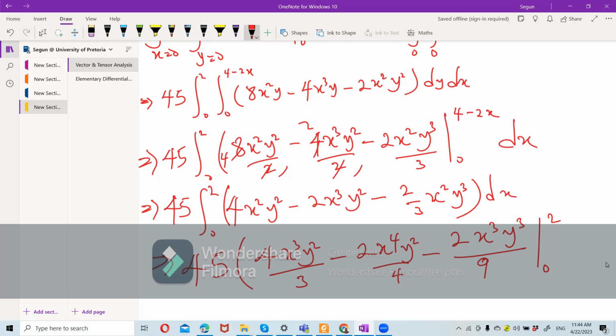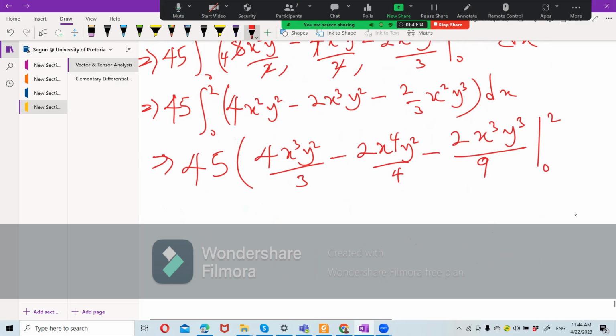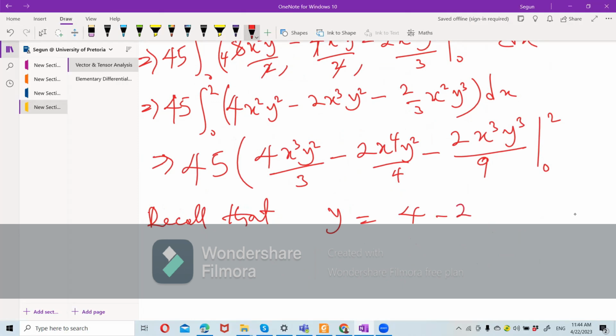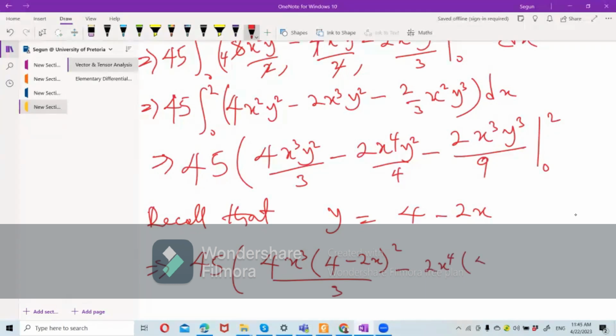But don't forget, we still have y here. How do we do that? Recall that y is equal to 4 minus 2x. So, which implies that 4x squared, your y squared now returns to 4 minus 2x squared, over 3 minus 2x to the power 4 into 4 minus 2x cubed.